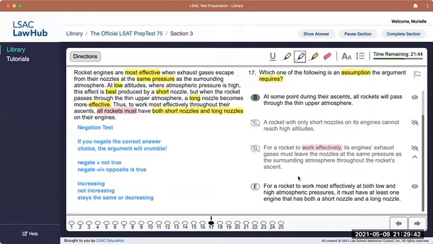This one is kind of a restatement of the conclusion, though. It just seems like a bit much.